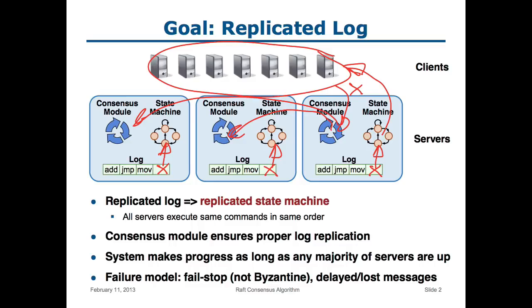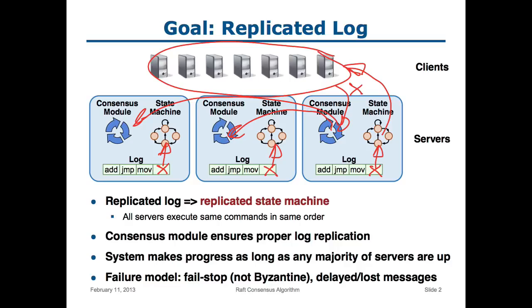The reason we call this a consensus-based approach is that we don't require all of the servers to be running at any given time. In fact, the system has to make progress as long as any majority of the servers are up and can communicate with each other. So, for example, you might have a cluster of three servers. This could tolerate one server being down as long as two of the three are up. Or in a cluster of five servers, you could tolerate two servers being down as long as three are up.